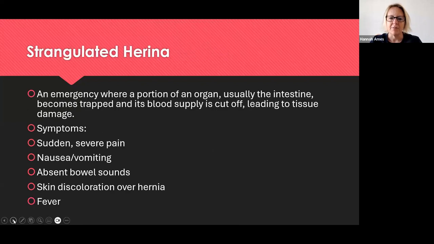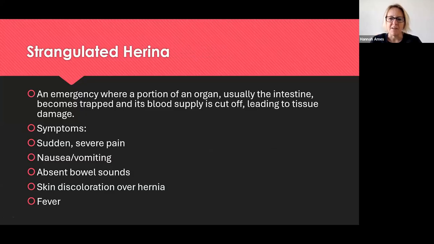Hernias become really problematic if they develop into a strangulated hernia, and this is an emergency situation where they need to go to theatre as soon as possible. What happens is that where the organ has protruded, the bowel twists on itself and cuts off the blood supply, which leads to necrotic tissue death within that part of the organ.